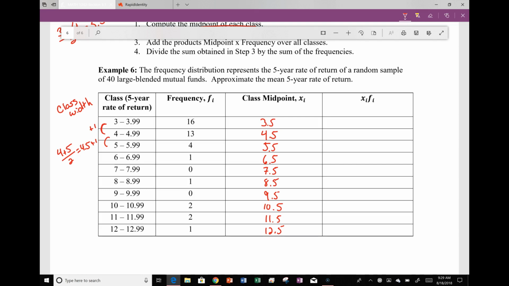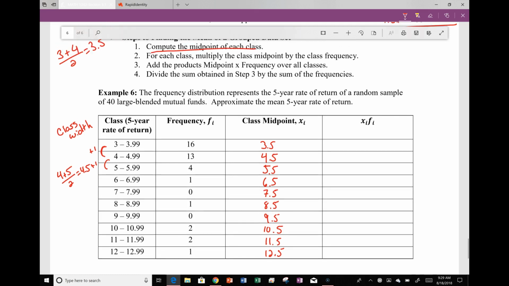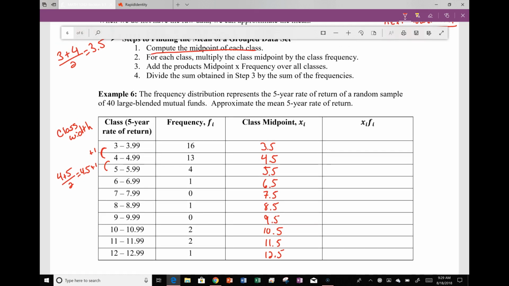We are looking at the approximation of the mean rate of return for mutual funds. The first thing again is we have to compute the midpoint of each class. Then we're going to take the class midpoint and we're going to multiply it by the frequency.